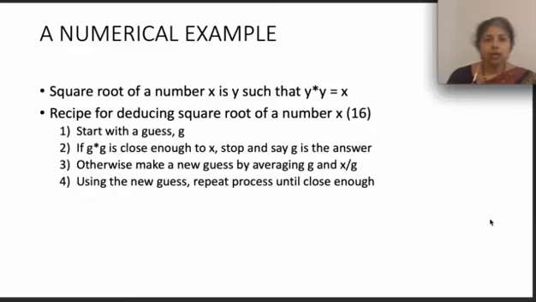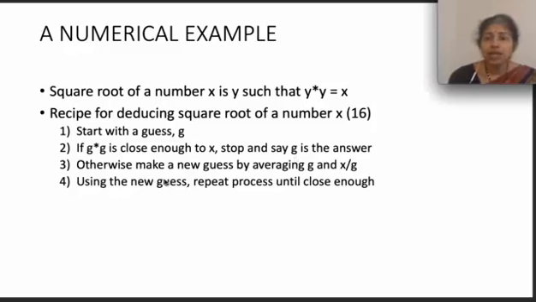So the second bullet point, if you can see, it is the recipe for deducing the square root of a number x. Okay, what is the first step? It is a step-by-step process how to do, right? So the first step is you start with a guess. The guess can be some g. And if g star g is close enough to x, then stop and say g is the answer.